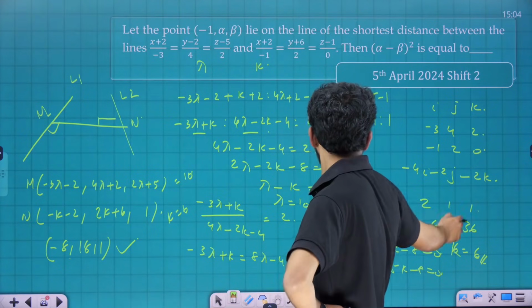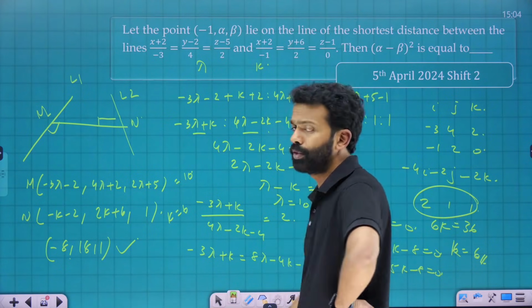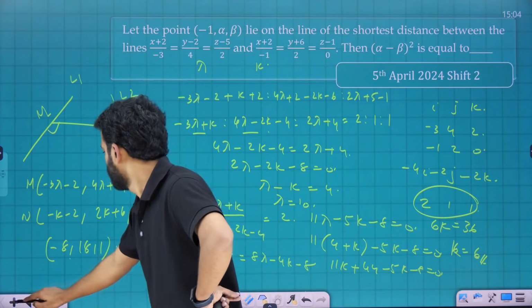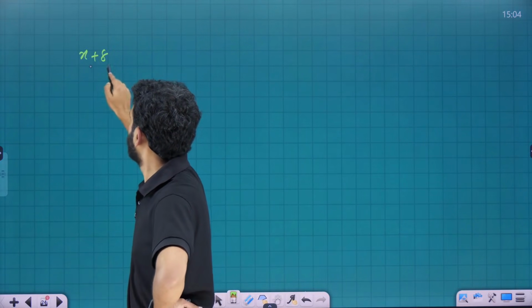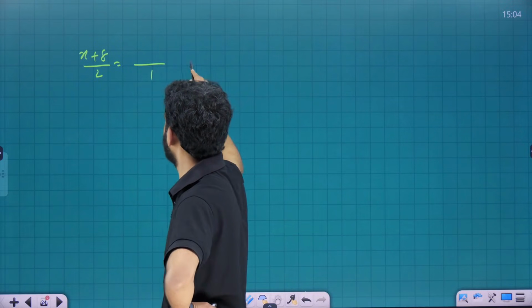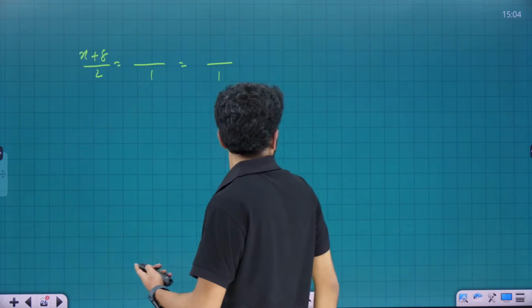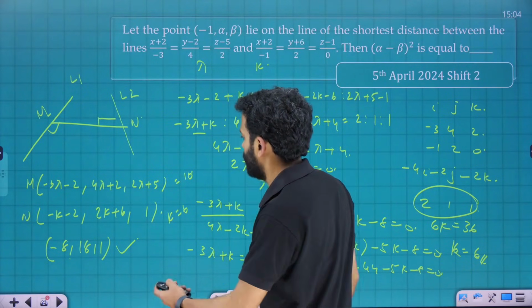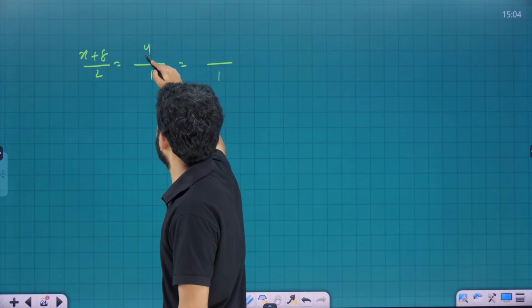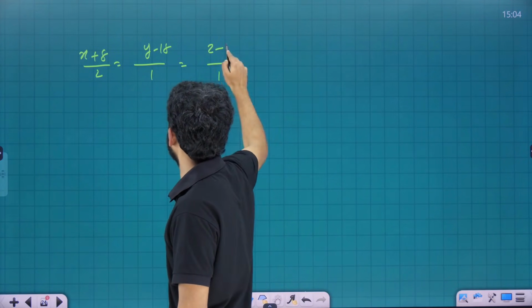And the direction ratios of the line are 2, 1 and 1. Okay. We need to move to the next slide. Therefore, it will be x plus 8 by 2, which is equal to, here we have 1, I think. Okay. Yes, 1 and 1. It will be y minus 18 and z minus 1.